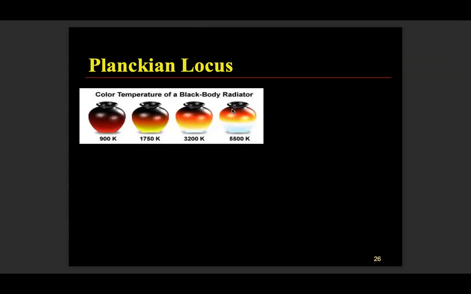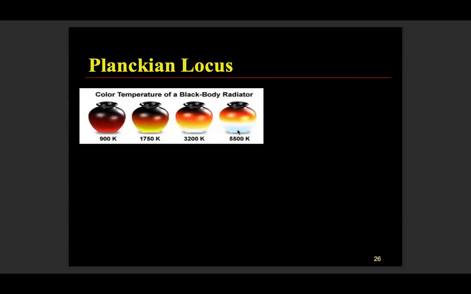If you have totally black metal and you burn it with 900 Kelvin of heat, it will be reddish. So a red color will be emitted when you burn this kind of black body radiator. If it is 1750 Kelvin, it starts to be yellowish. If it is 3200, it becomes whitish. And if it is more than 5500, it becomes bluish.